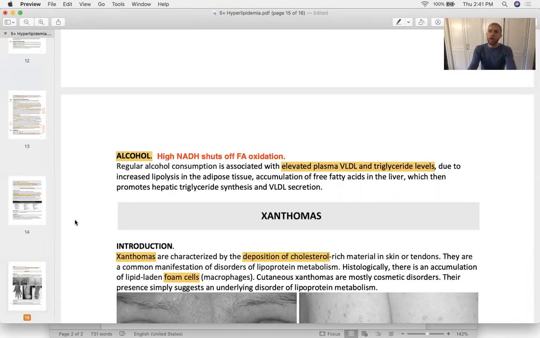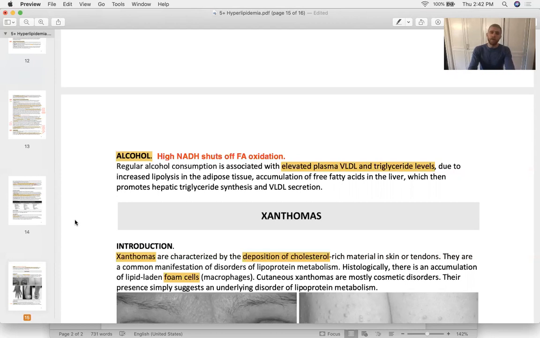That's how you get alcoholic fatty liver disease. You know, maybe I believe there's some alcohol involved there. So if you are a regular consumer of alcohol, otherwise known as an alcoholic, then you see elevated plasma VLDL and triglycerides due to increased lipolysis in adipose tissue and accumulation of free fatty acids in the liver, which promote hepatic triglyceride synthesis. Because remember, the alcohol is being metabolized by the liver.